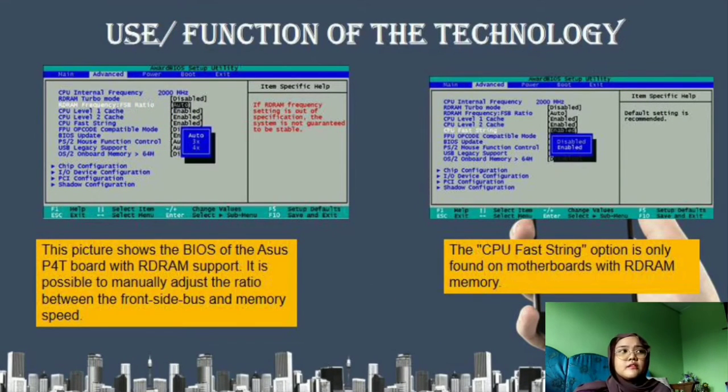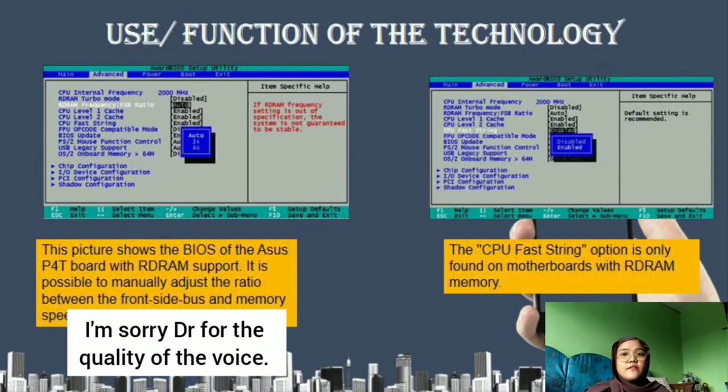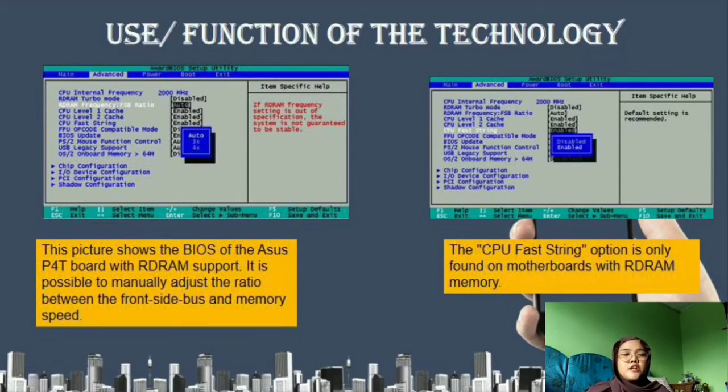My next part is the use or function of the technology. For the first one, this picture shows the BIOS of the SSPV P40 board with RDRAM support. It is possible to manually adjust the ratio between the front side bus and memory speed. The second picture is the CPU fast string option, which is only found on motherboards with RDRAM memory. So that's all for my part.